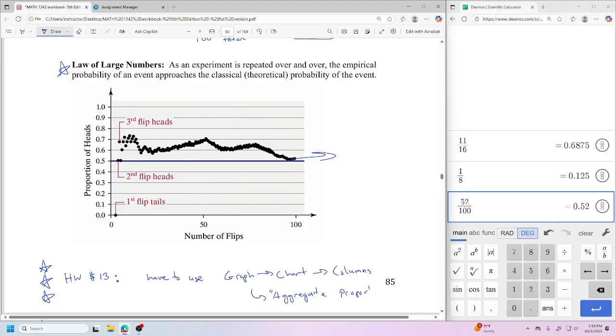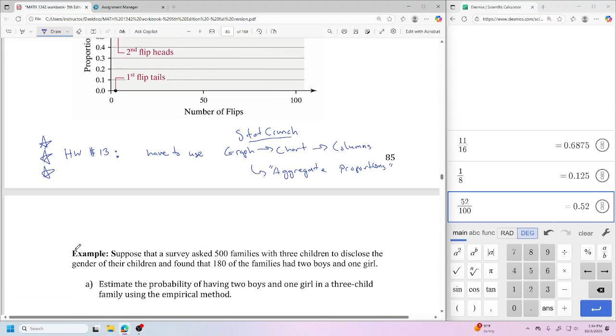When we come to the homework side, and I'm doing the homework here in a few minutes, I'm going to show you this. But this is all StatCrunch, and it's for this one problem because they're going to ask, what does the graph look like? That's it. You go here and you're done. So StatCrunch, graph, chart, columns, aggregate proportions, and then you get this graph and you're good. It's a 1-question thing and you move on. But now you have it written down. Is that okay? Cool.